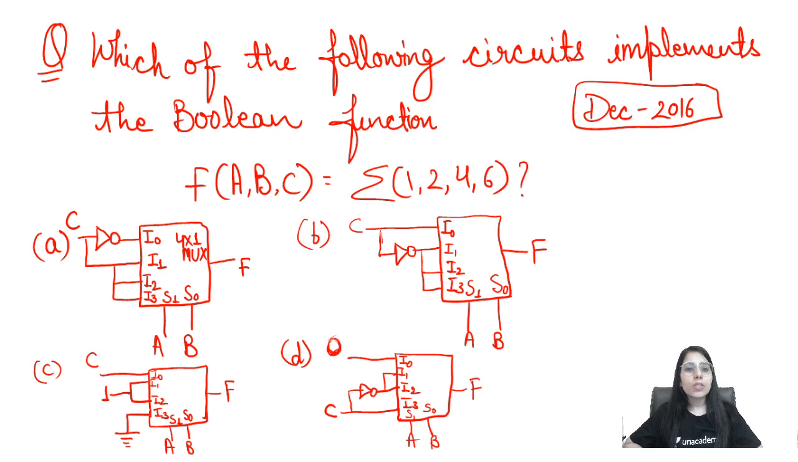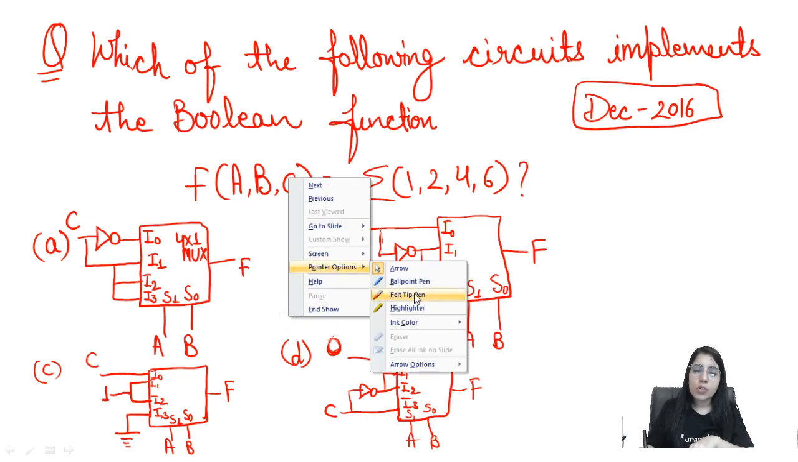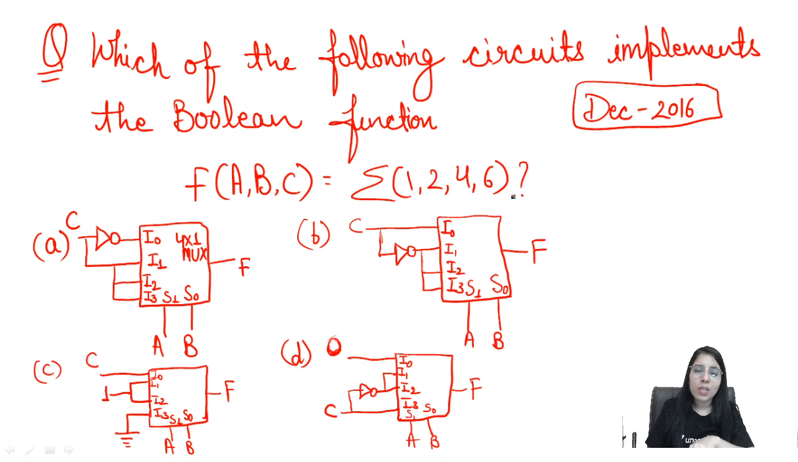So here in this question, we just need to consider the right circuit, which is given in the options, that is representing the Boolean function f, which is a function of a, b and c. So here they have provided us this information. Also they have given us the values, summation 1, 2, 4, 6. Now the point is this summation sign. So we need to firstly catch this point, what this summation sign is representing.